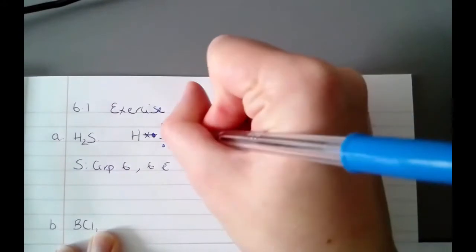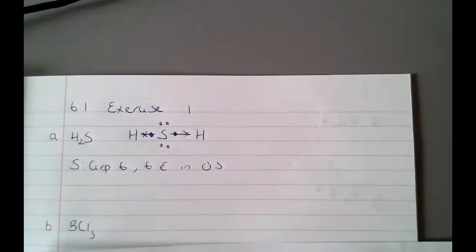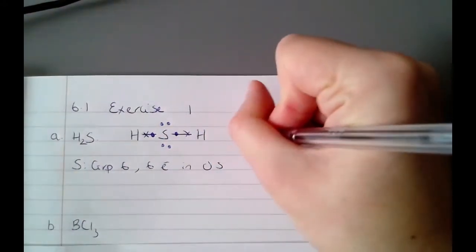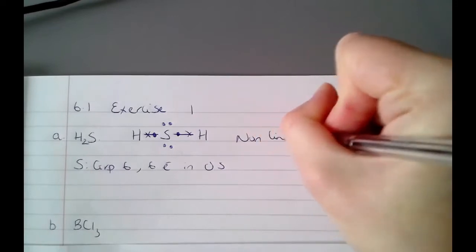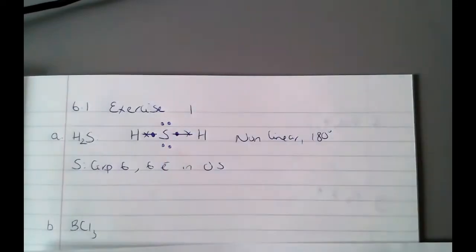And I know these electrons are not involved in bonding because hydrogen cannot form more than one bond. So if it's forming just H2S, it cannot use those electrons for bonding. So that gives sulfur 2 bond pairs and 2 lone pairs, meaning it's got a non-linear shape, and the bond angle is going to be 180 degrees. So you're counting the electron pairs around the central atom.